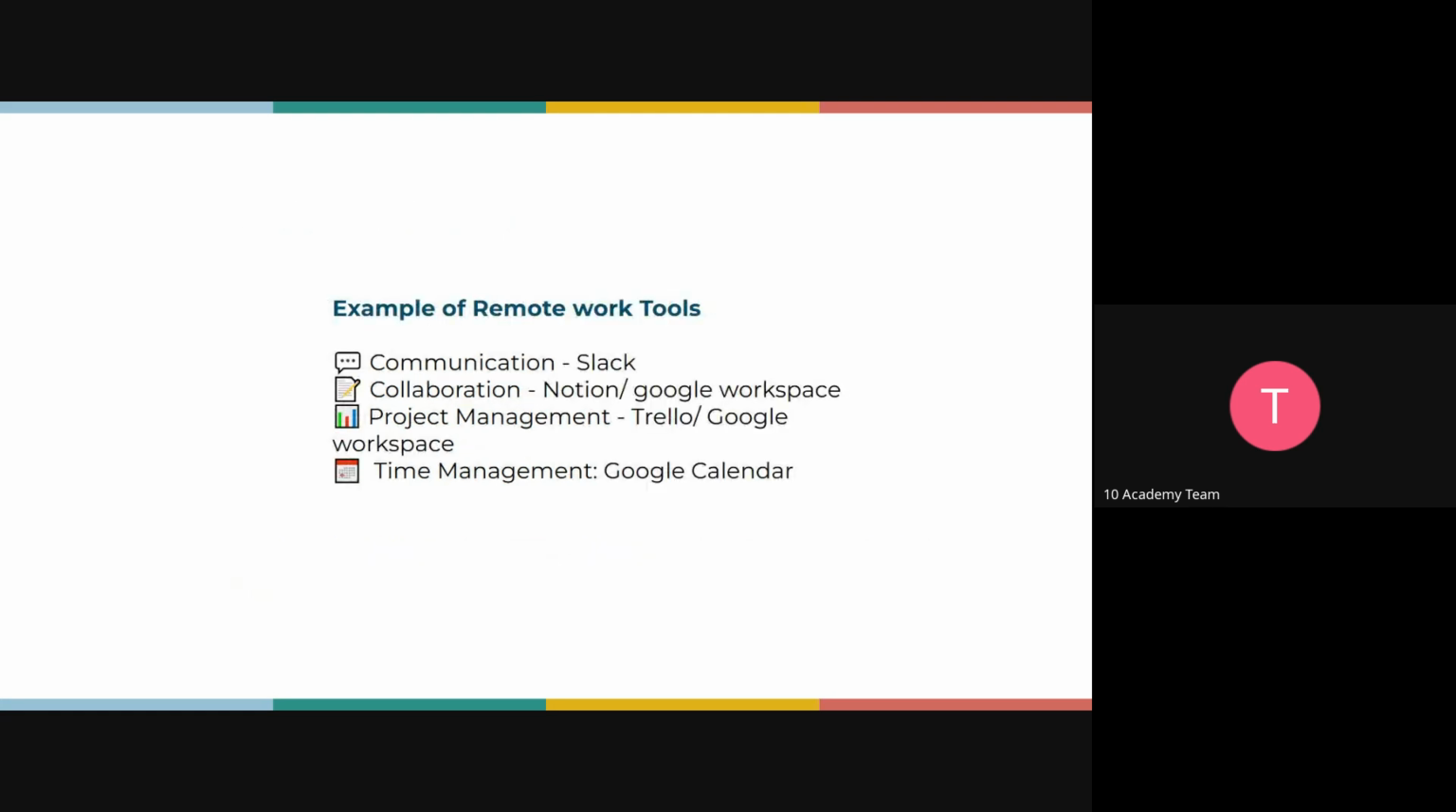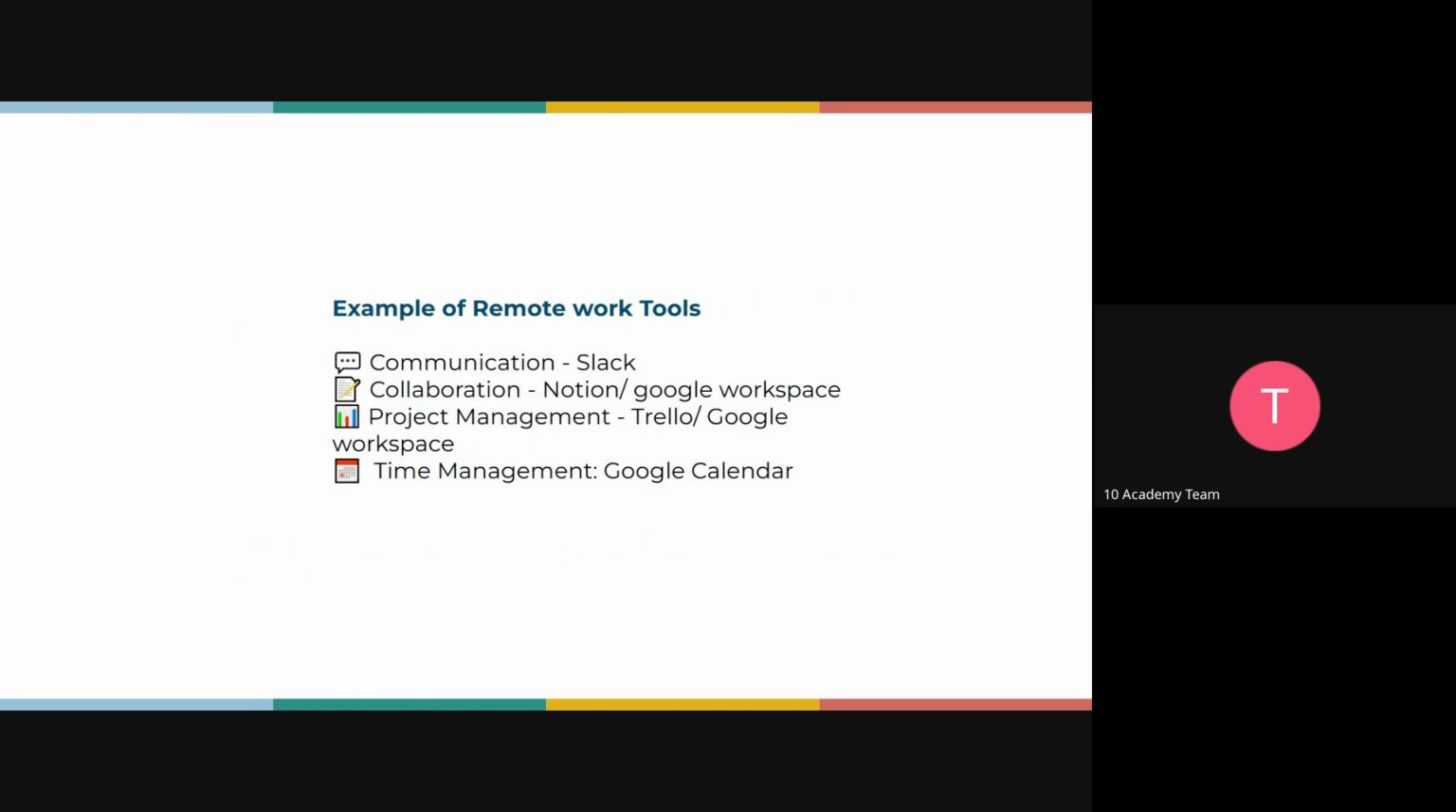And examples of remote work tools. Here we have communication. When it comes to communication, we have Slack. I'm very sure you are all familiar with Slack. That's what we use. Slack can help you manage all the tasks, communicate with people, collaborate, engage, and everything. So that's one of the tools that's really important for remote work. For collaboration, we have Notion, and we have Google Workspace. With Google Workspace, you can use Google Slides, Google Forms, everything within Google Workspace for collaboration, but also project management.